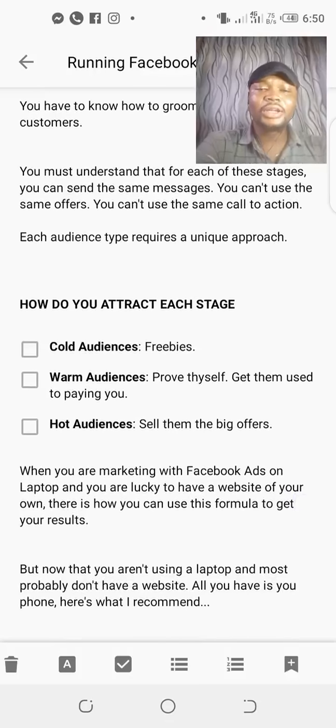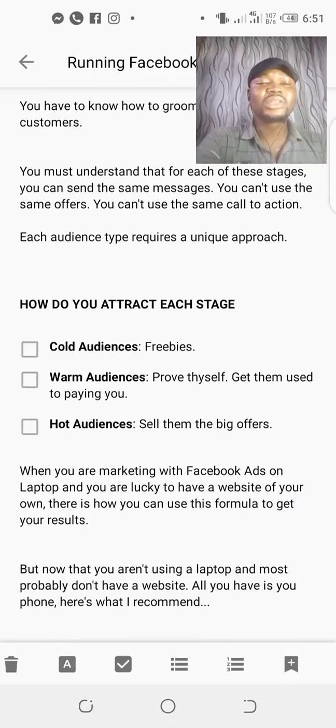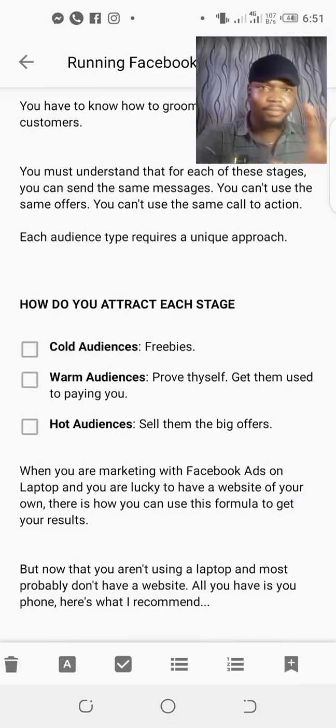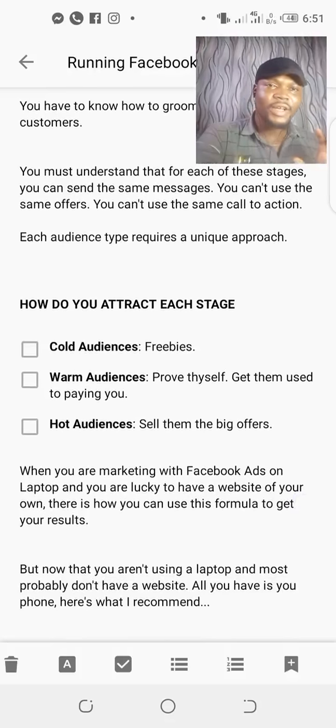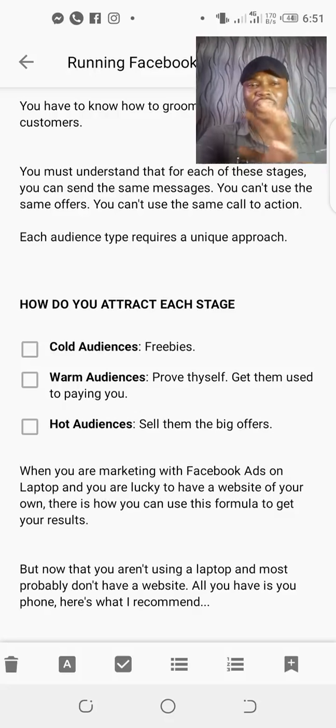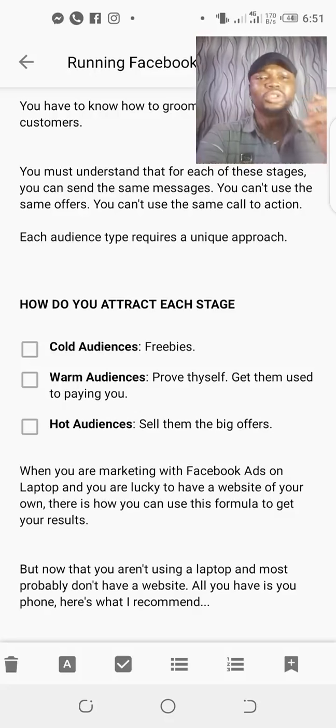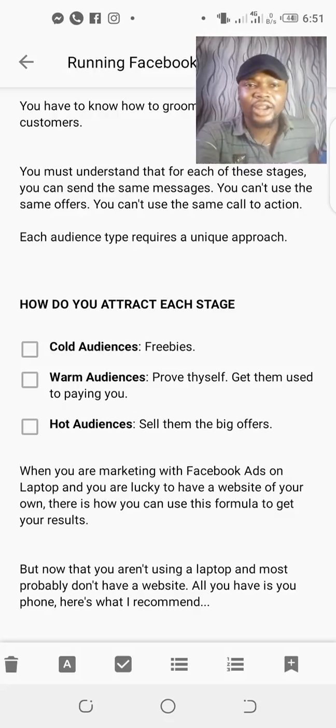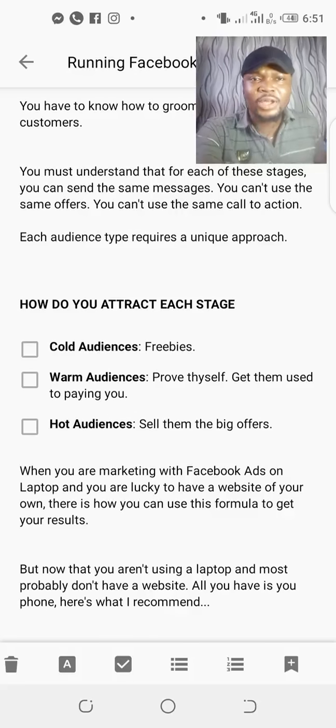And then for hot audiences, you want to sell them big offers. This is where you sell offers of 40,000, 50,000. You sell them offers of 100,000, 200,000. But nobody will just wake up and come and pay you 500,000 just because they saw your Facebook ads.